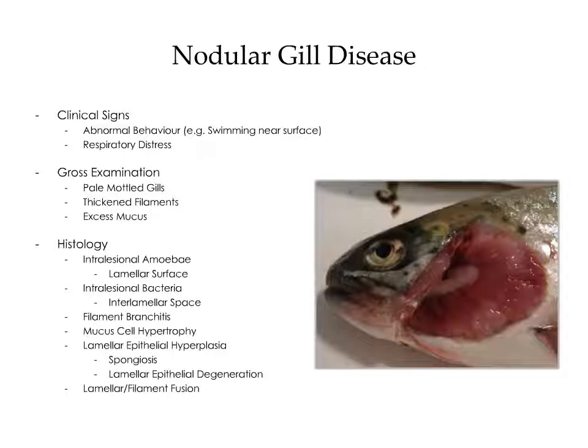On gross examination, the gills are pale and mottled. There's thickening of the gill filaments and excess mucus production. Histologically, there are large numbers of intralesional amoebae adhered to the lamellar surface. There could also be large numbers of bacteria within the interlamellar space. The infection is associated with filament bronchitis, mucocell hypertrophy, lamellar epithelial hyperplasia, and lamellar and filament fusion. Hyperplasia of the lamellar epithelium is associated with spongiosis and epithelial degeneration.